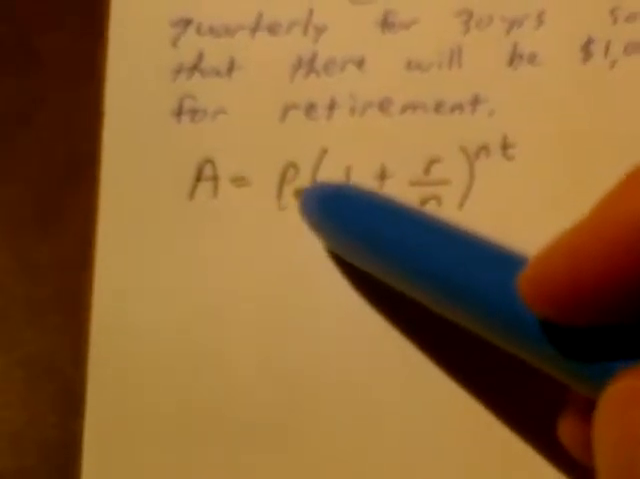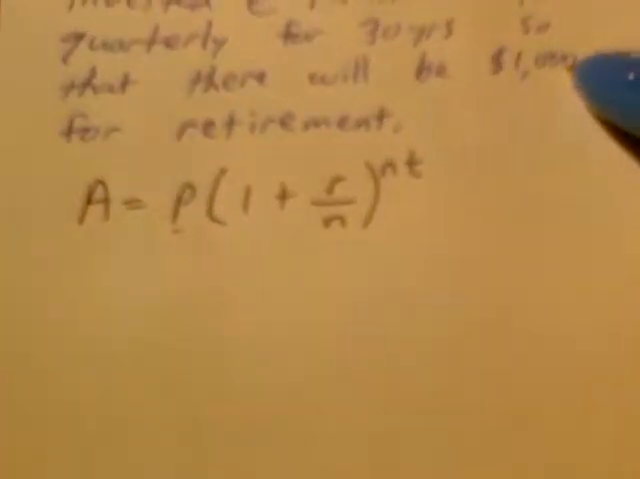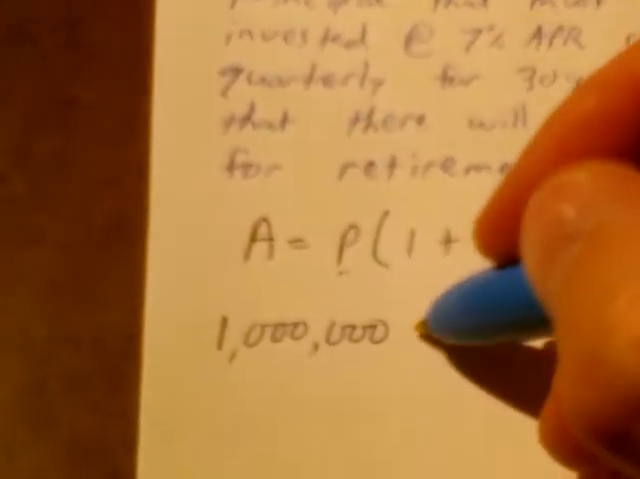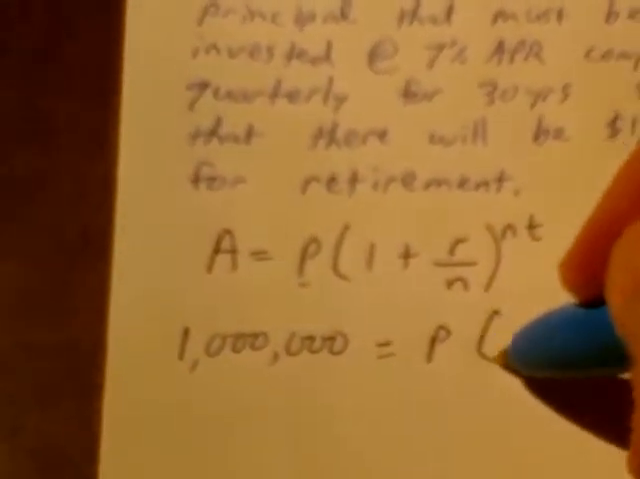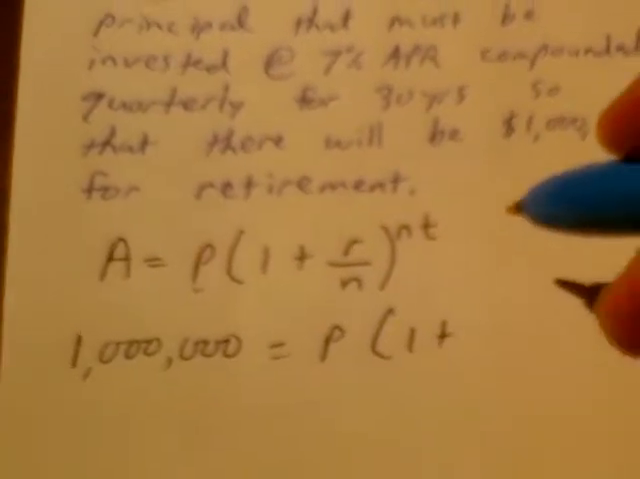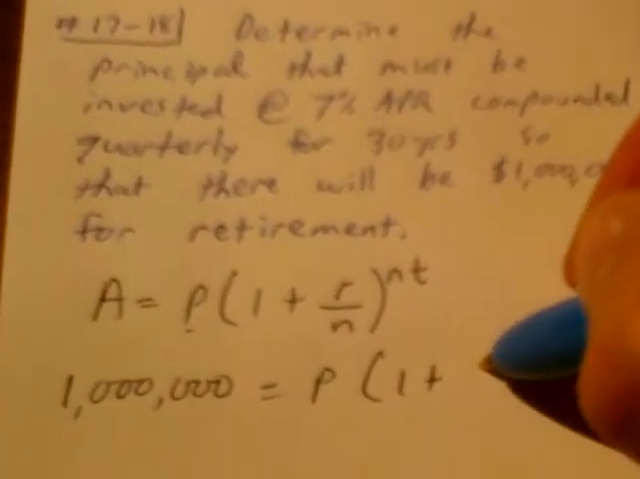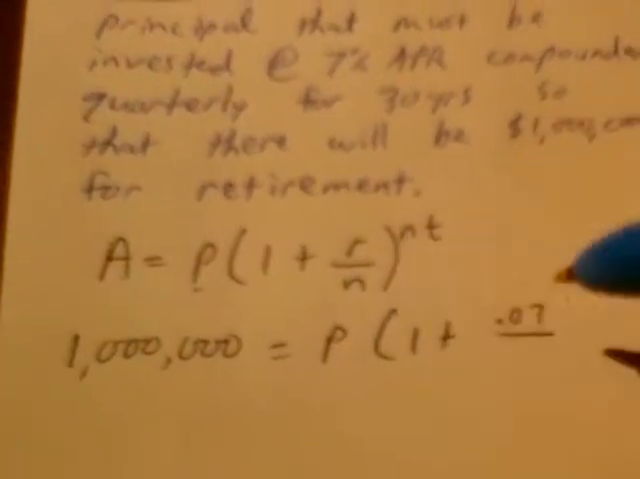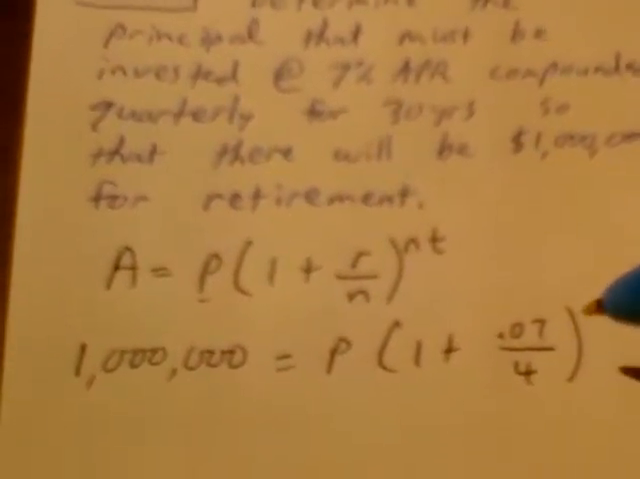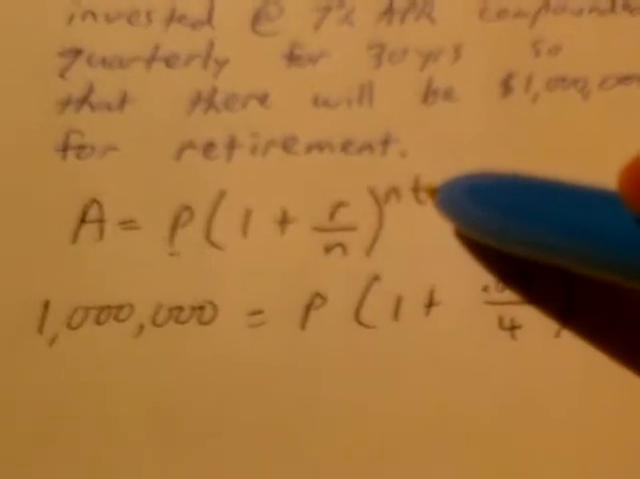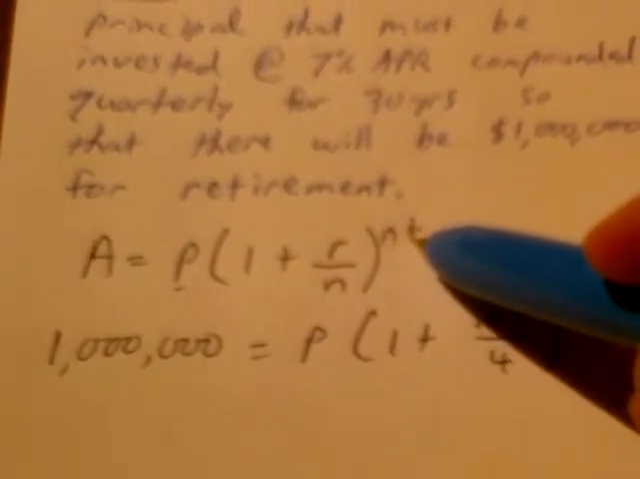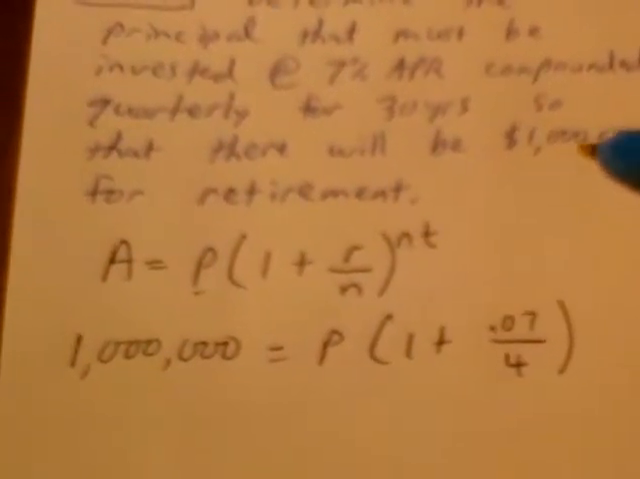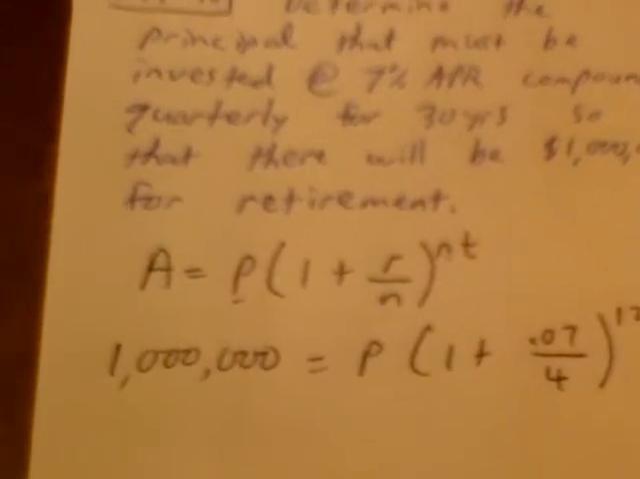So P we don't know, but we know that A is going to be $1 million. So we put $1 million right here. So we have $1 million equals P, we don't know, times 1 plus the rate, which is 7%, so we do 0.07, divided by N. And this is happening quarterly, so that's 4 here. And then it's N times T, so it's quarterly, 4 times T, 30 years, so 4 times 30 years is 120, to the 120th power.